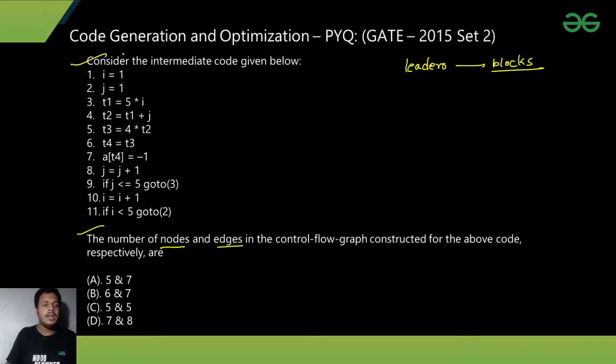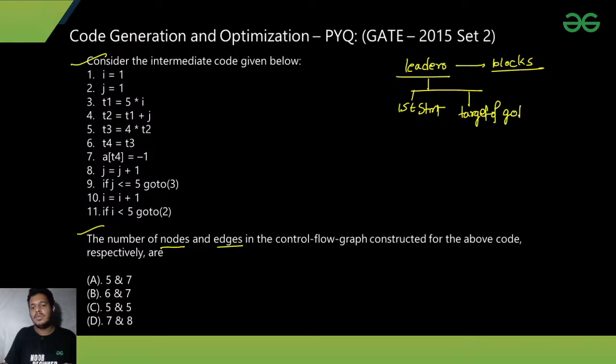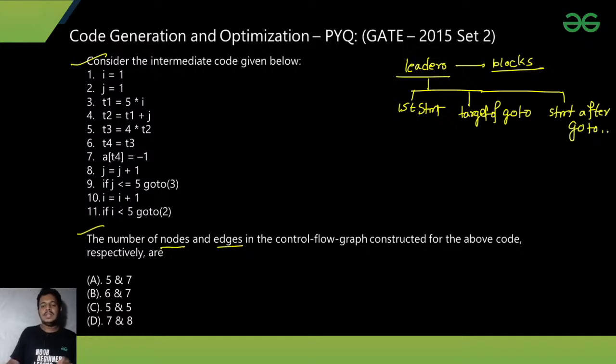To find the leaders, there are basically three ways. One is the first statement. Then the target of a go to will be another leader, and the third one is the statement after a go to. So in this way these three types of leaders can be there.